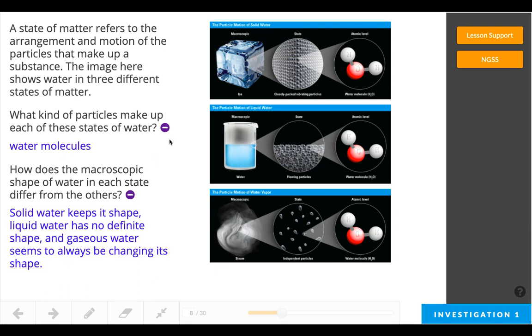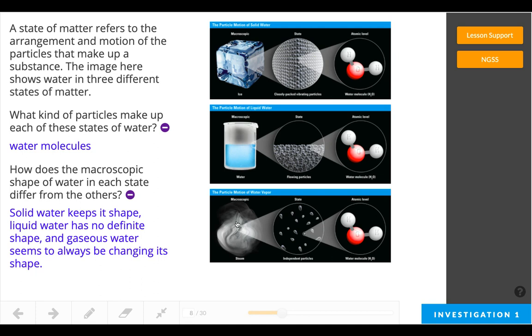Did you notice that in a solid state, ice, it keeps its shape? In the liquid state, water has no definite shape. It will change to fill the container it's in, but it does have a definite volume. The amount of water will be the same when you move it from one container to another. If you have 10 milliliters of water in one glass and you pour it into a different glass, you'll still have 10 milliliters of water.